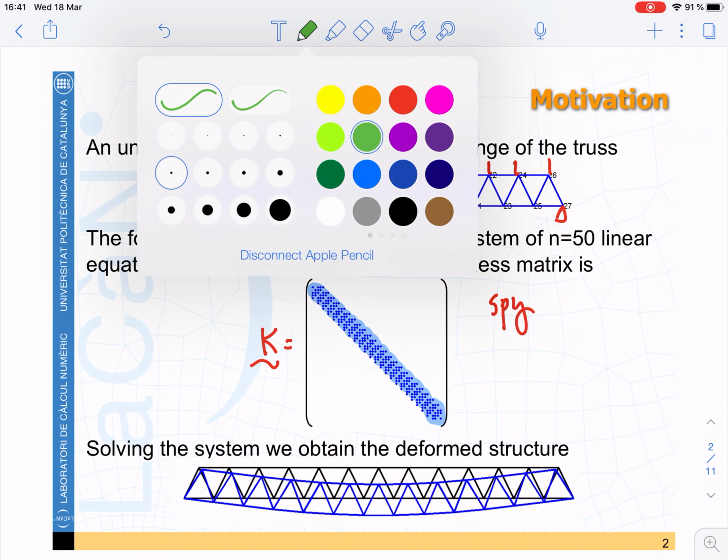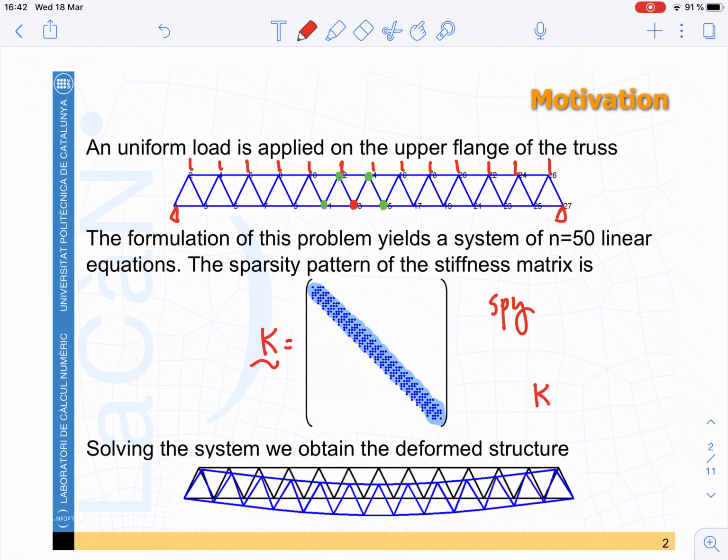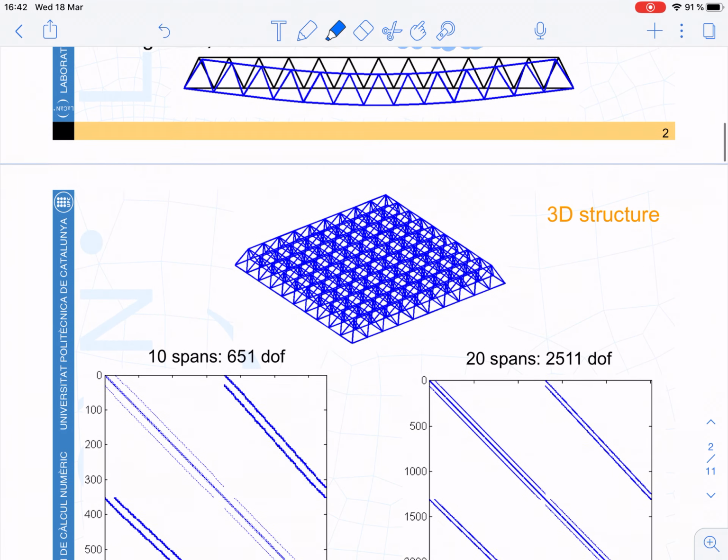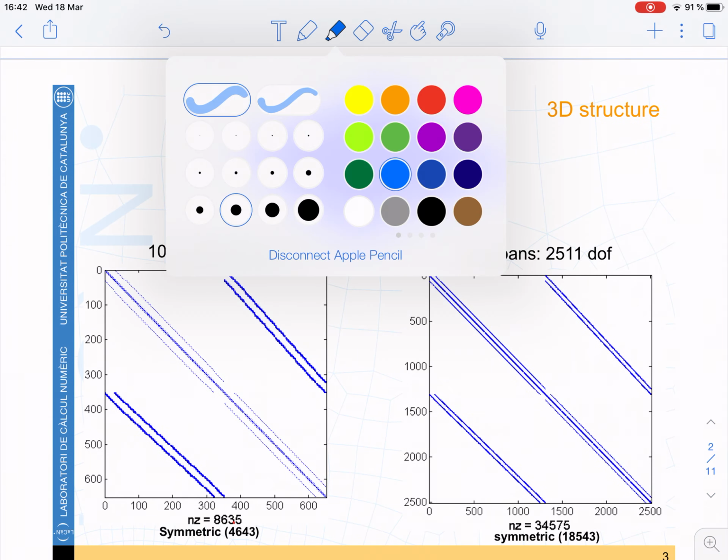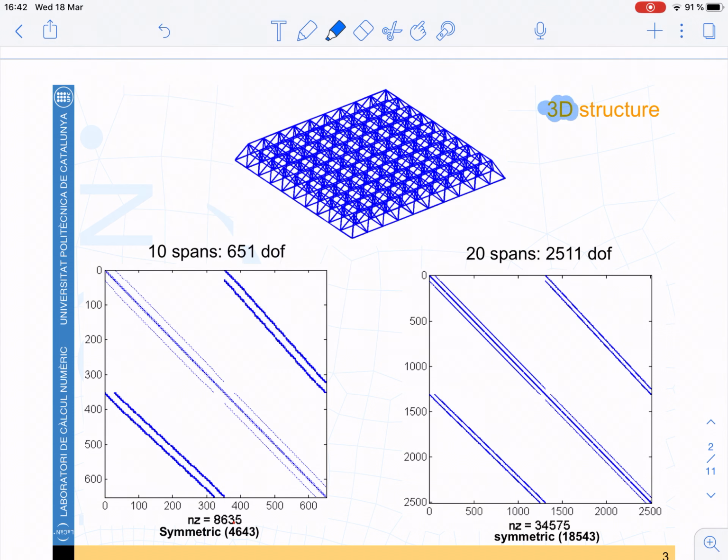Okay? By solving the linear system KU equal F, we can obtain the deformed structure and axial stresses. If we go to a three-dimensional structure with either 10 or 20 spans in each direction, we again see very sparse matrices with only a small fraction of entries that are non-zero.